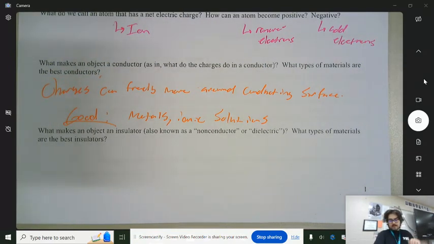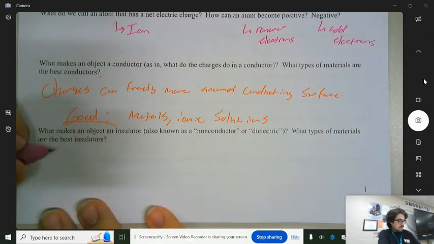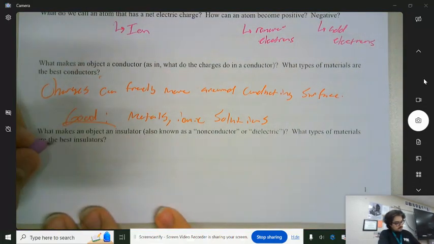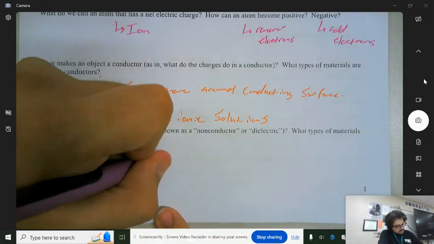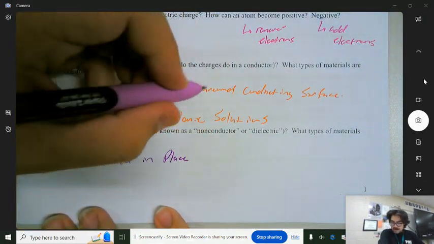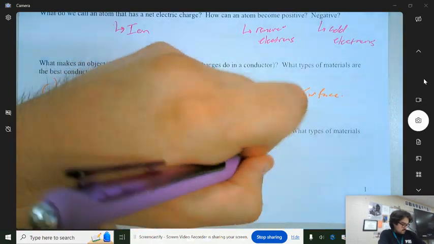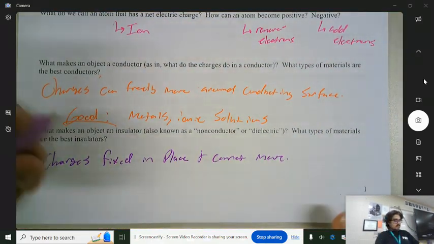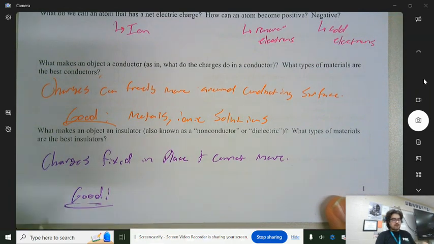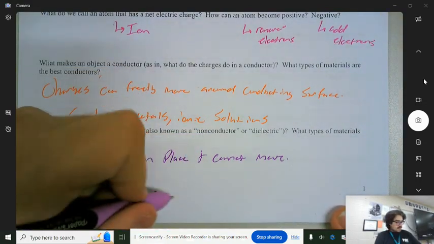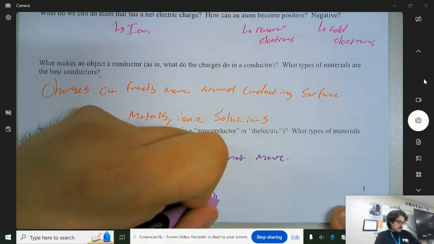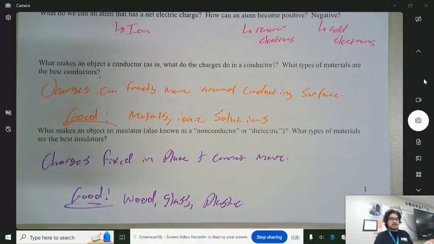And then an insulator, on the other hand, is going to be the opposite of that. So instead of the charges being able to freely move around, they're fixed in place and cannot move. Some examples of good insulators might be wood, glass, plastic, rubber. Even pure water is not a super great conductor.